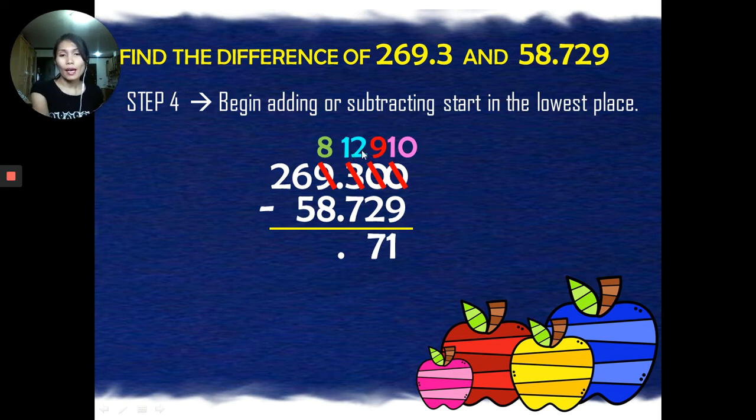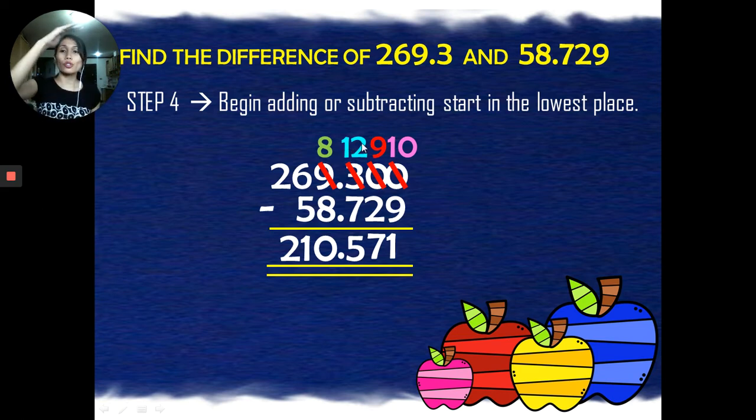Now, can we minus? Yes. 12 minus 7 is 5. Now, 8 minus 8 is 0. 6 minus 5 is 1. And bring down 2. Or you can do it one by one. 6 minus 5 is 1, and then bring down 2. So the answer is 210 and 571 thousandths. That's it. Easy, right? Don't forget, when subtracting, you cannot subtract a bigger number from a smaller number.